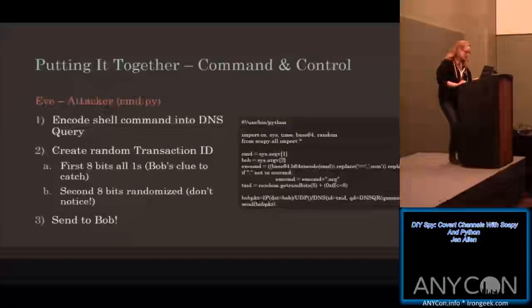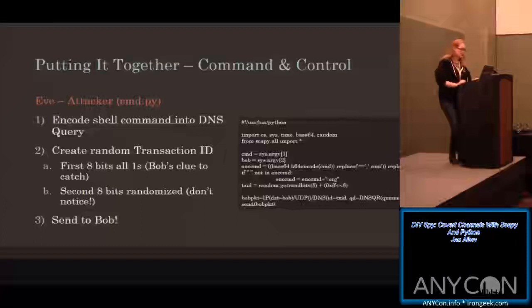And from here, we're going to also create a random transaction ID. It's not fully random. We're going to do this so that it's a signal to Bob saying, hey, this is Eve speaking. You need to pay attention. So we're going to make the first 8 bits of the 16-bit transaction ID in a DNS request all ones, so it'll be an FF. And then the second 8 bits are going to be randomized, so that it's not obvious that we're constantly sending FF00, FF00. That's not natural in a DNS environment.